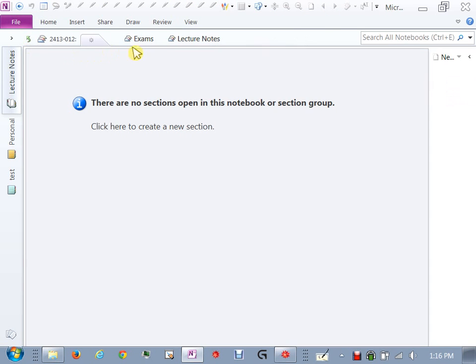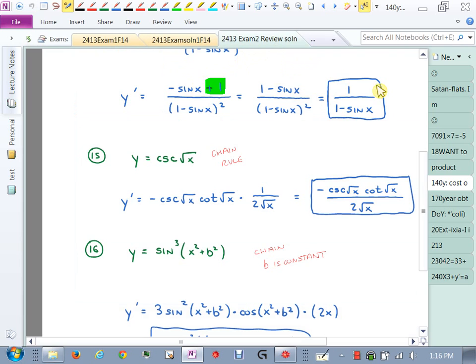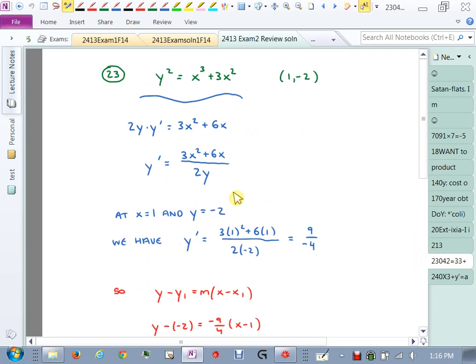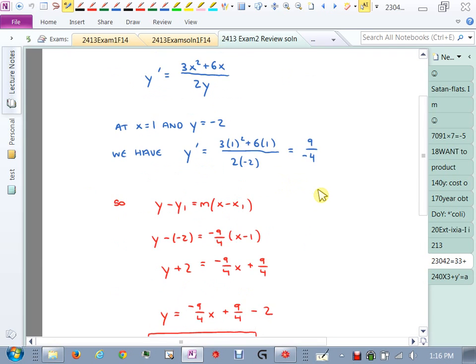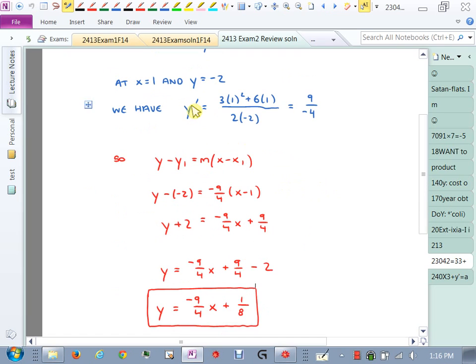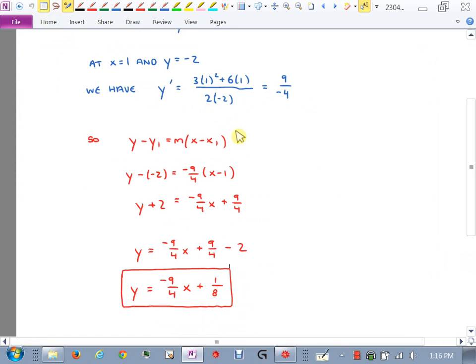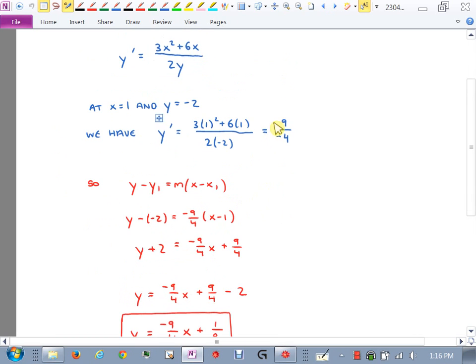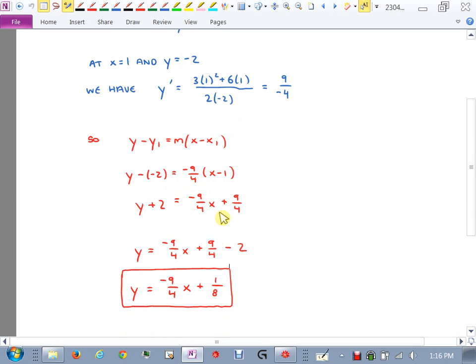Let me bring it up real quick. It's 23. It may not be. Okay, so this was number 23 on the review. It was implicit differentiation, and then you replace x and y. So you followed that. Everything was okay. Everything's good. Here's your slope. You go to the equation here. Negative 9/4 goes in. You distribute through. Then here I subtracted 2.